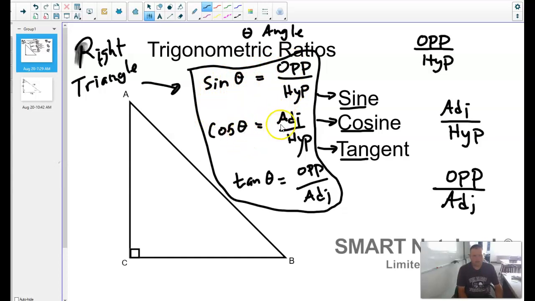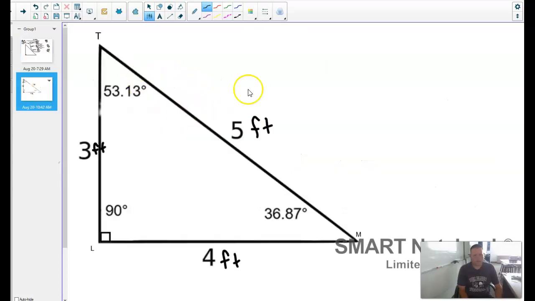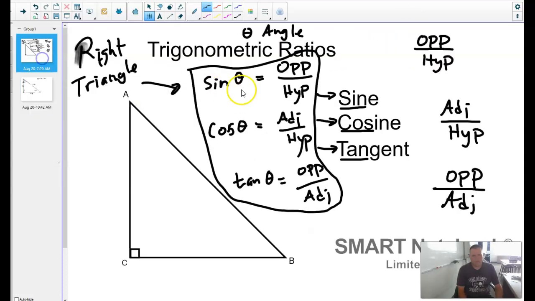The cosine of an angle is equal to the adjacent over the hypotenuse, and the tangent of an angle is equal to the opposite over the adjacent. Okay. So if we go back to this triangle right here, and let's just say I say sine of t. Well, the sine of t is just going to be equal to the opposite side divided by the hypotenuse, because sine, again, is opposite over hypotenuse.